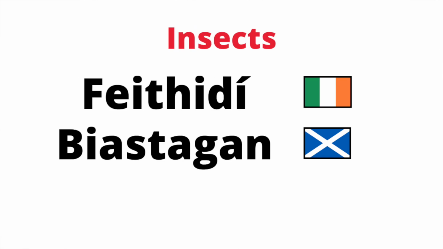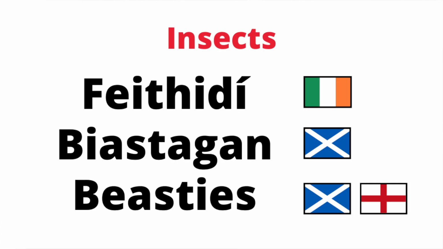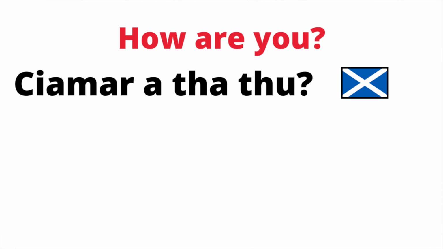The Irish for insects is feithidí, and one of the Scottish Gaelic words for insects is beistean. This reminds me of the word beasties, which is a Scots word for insects. Now when I say Scots, I mean the English dialect of Scots that's spoken in Scotland. And that word beasties is quite similar to the Scottish Gaelic word beistean. It's possible that there's a connection. It's possible that it could be a loan word from Scots. Who knows?